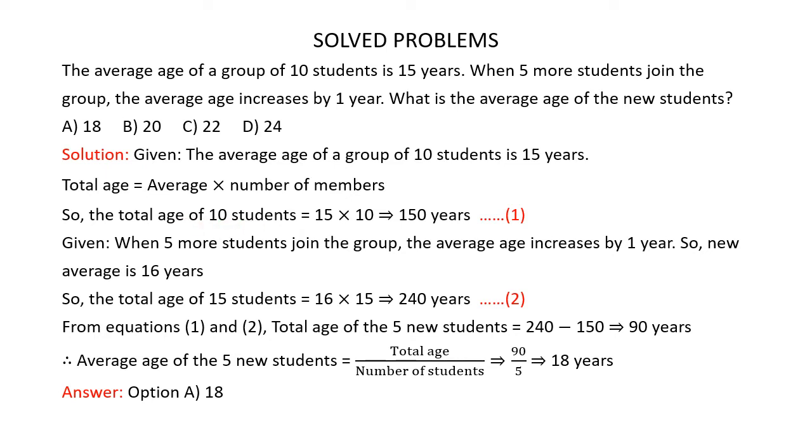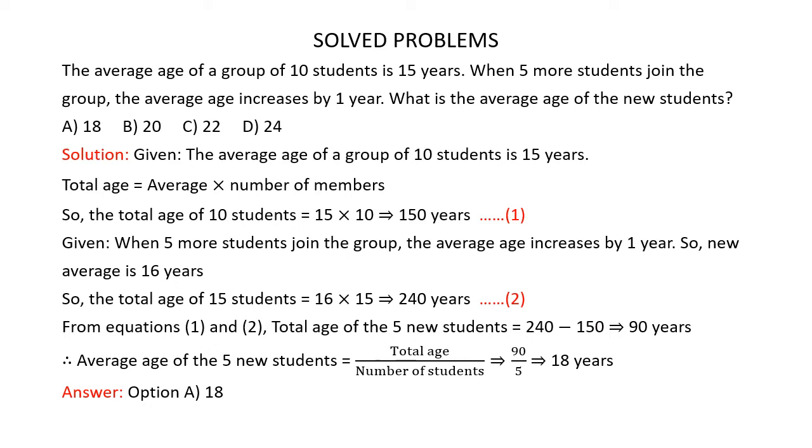Equation 2 gives us the total age of 15 students. So if we subtract equation 1 from equation 2, we'll get the total age of the 5 new students. So total age of the 5 new students is equal to 240 minus 150, which is 90 years.